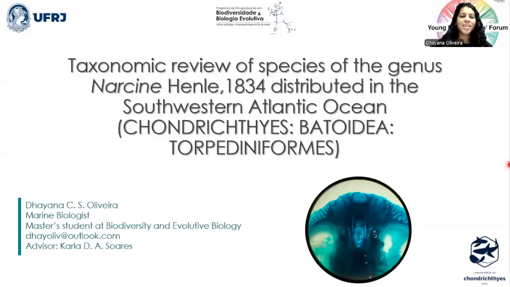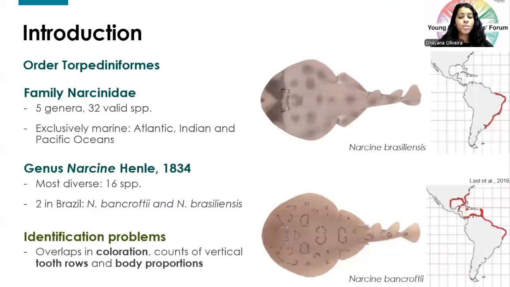My name is Dhayana Oliveira, and I'm going to present a shortened version of my master's dissertation entitled Taxonomic Review of Species of the genus Narcine, distributed in the Southwestern Atlantic Ocean. The genus Narcine is located in Narcinidae, one of the 5 families of the order Torpediniformes, the electric rays, which share a round disc, a robust posterior portion of the body, and absence of dermal denticles.